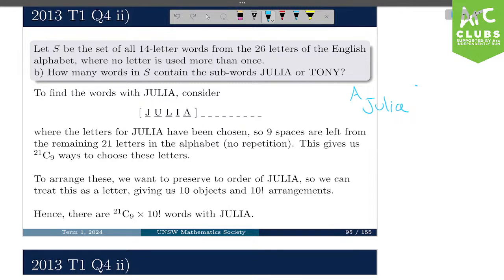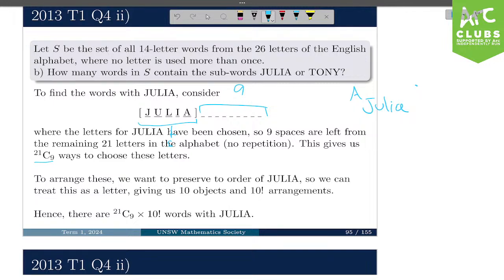To find the words with the subword Julia, first things first, we want to select our letters. If it contains the subword Julia, out of our 14 letters, we've already selected 5 here. Since we've selected 5, there will be 9 letters left which we can select. And since we already selected 5, there will only be 21 letters left to select from. So there are 21 C 9 ways to choose these letters, right?